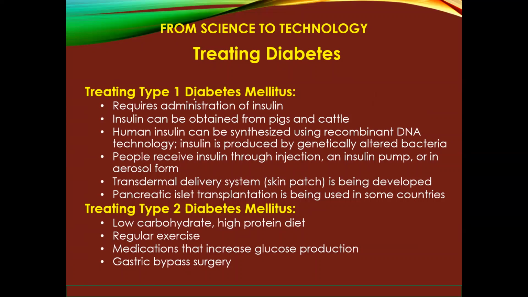Treatment of type 1 diabetes mellitus: because this is insulin dependent, it requires insulin injection or administration. For type 2 diabetes mellitus, the treatment is usually to avoid a diet high in sugar, and also to exercise regularly. There are some medications that can lower sugar concentrations or production.